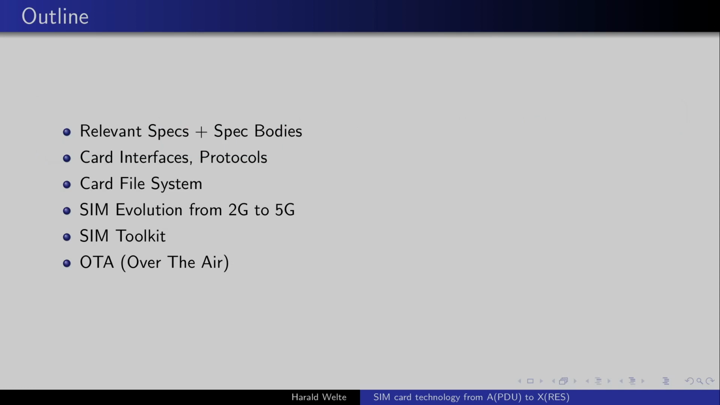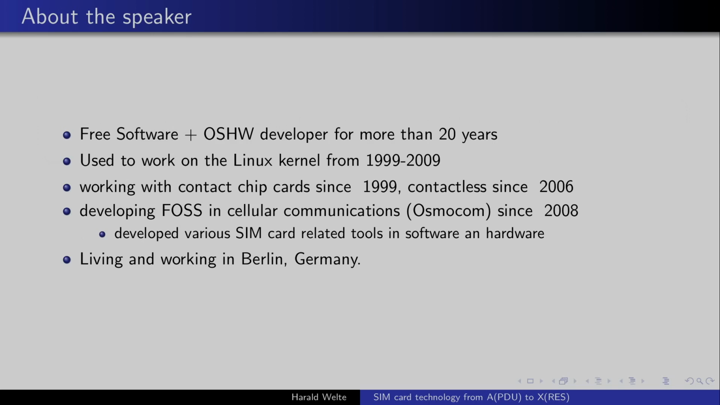So what are we going to talk about in the next 45 or so minutes? What are the relevant specifications and specification bodies? What kind of interfaces and protocols relate to SIM cards? We're going to talk about the file system that exists in such SIM cards, as well as the evolution of SIM cards from 2G to 5G, so that's basically from 1991 to 2018. We will talk about SIM toolkit, over the air, and a little bit about eSIMs as well, the embedded SIMs. Introduction about myself was already given.